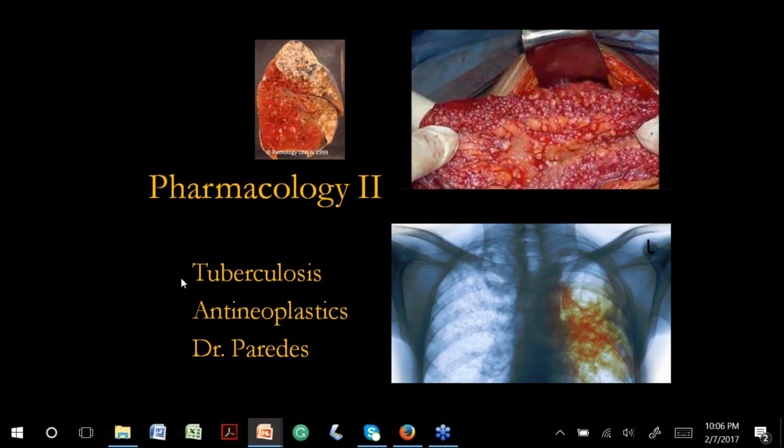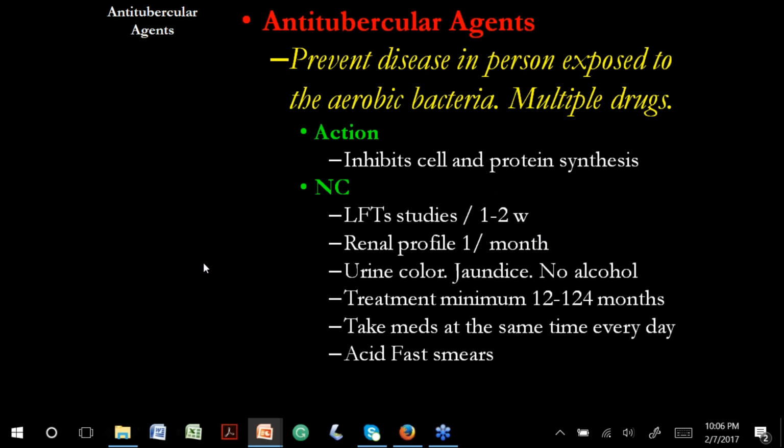Today we are going to start our review about tuberculosis, medication for tuberculosis, and antineoplastics. All right. So first of all, talking about tuberculosis, tuberculosis is a preventable disease. What we are going to talk about today is basically the therapy. But for this, we need to talk about something general.